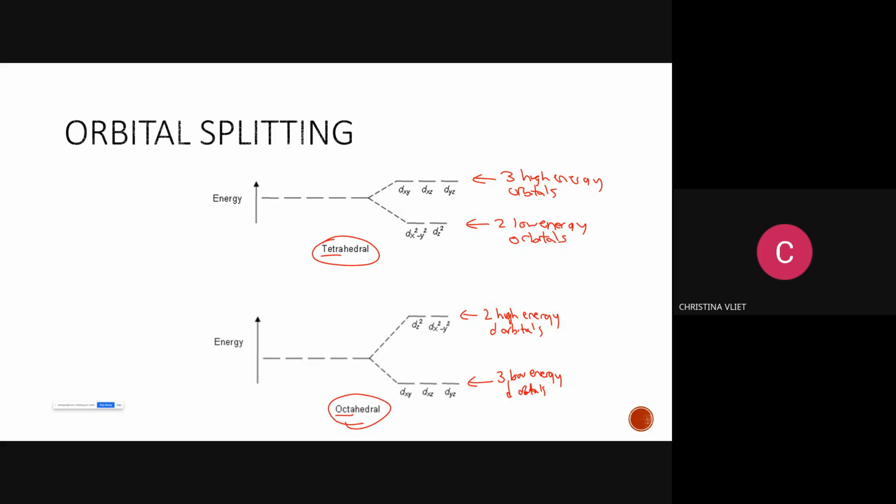The one that has more letters has more orbitals on the top, and the one that has less letters has less orbitals on the top. That's all I got for you. That's what worked in my brain.